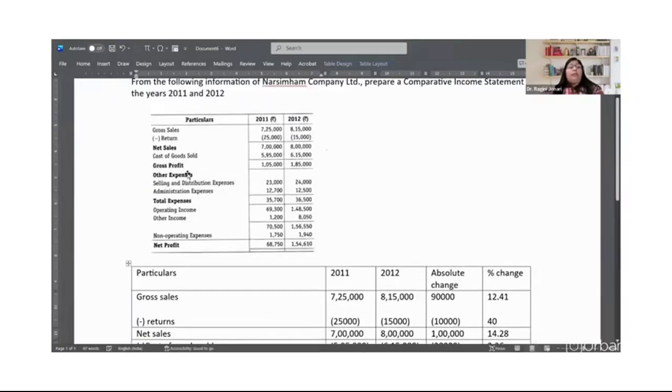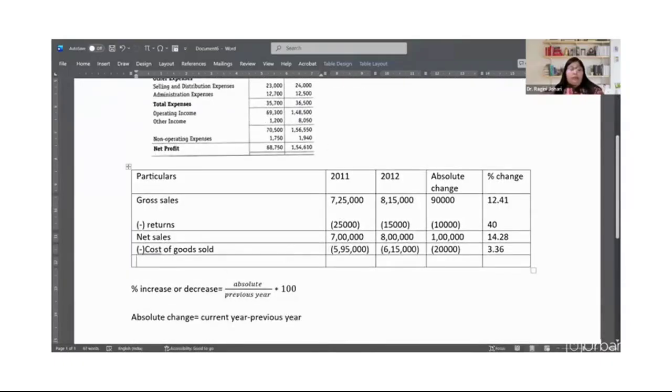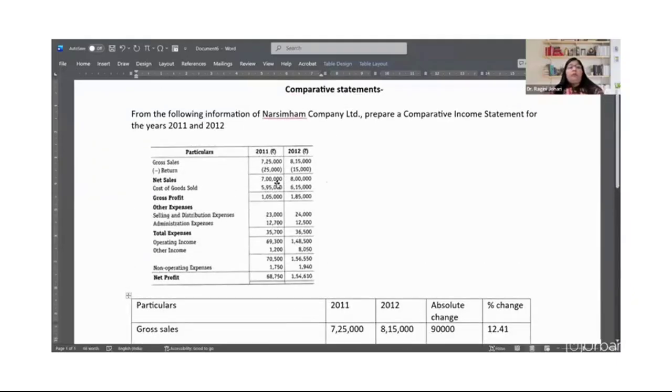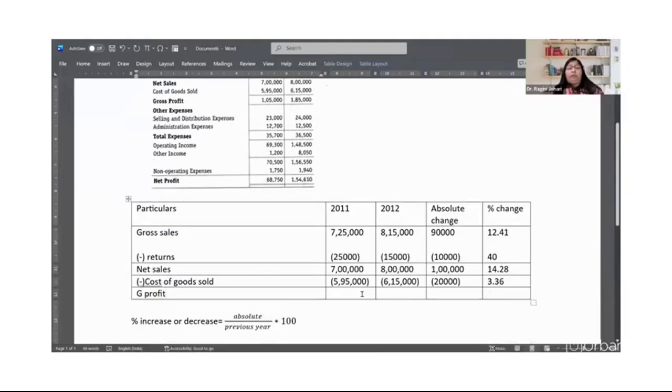Then I get what? Gross profit. Okay. So we have arrived at gross profit, and gross profit for the previous year was 1,05,000, and for the current year is 1,85,000. And the absolute change registered is 80,000, and the percentage change is 80,000 divided by 1,05,000, which comes to 76.19.